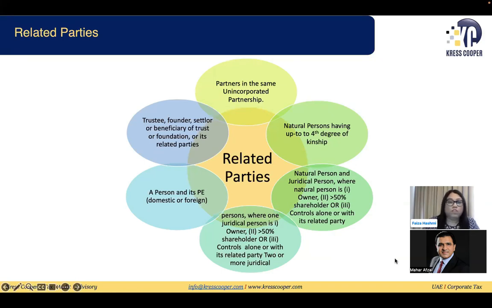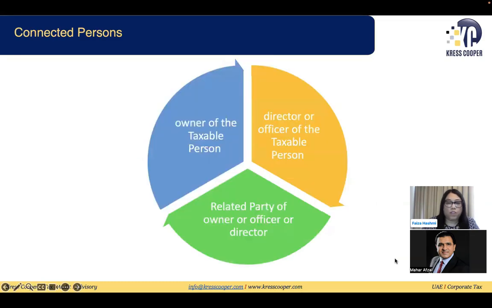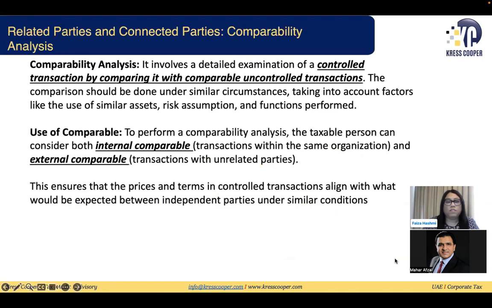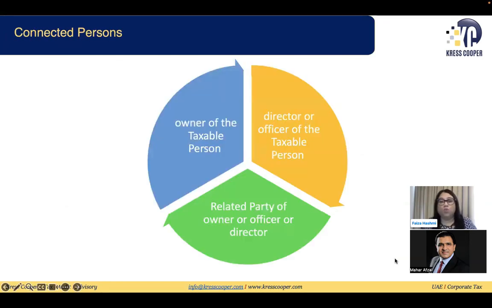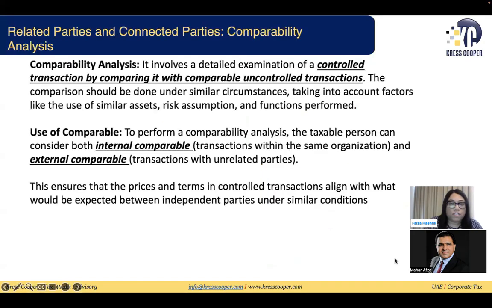So once you've identified who the related parties are, can you shift to the next slide? You also have to identify who the connected persons are. Connected persons under the law are the owners, the directors or officers of the company, or any related party of the owners or officers. So basically, once you have identified who the related parties are and who the connected persons are, then you have to do the comparability analysis. Can you shift the slide?